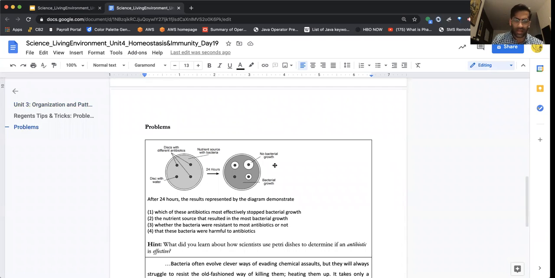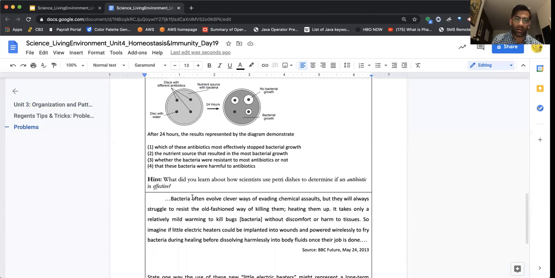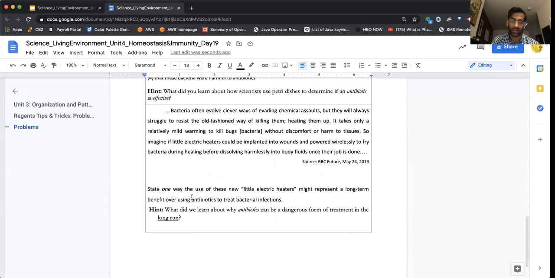And so we can see here, we've got 4 different choices about what exactly is being represented and demonstrated by these petri dishes. Well, actually, it's a before and after petri dish. And we want to think about what scientists did or how they used petri dishes to determine the efficacy of a certain antibiotic.